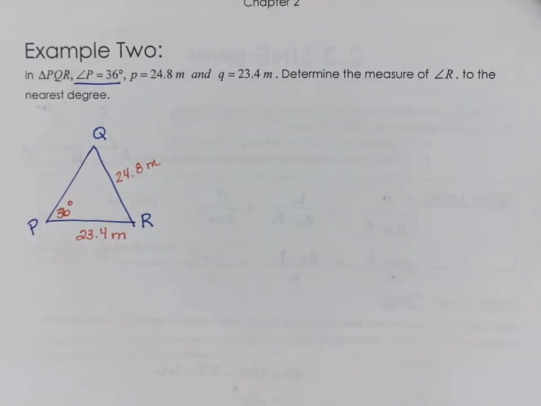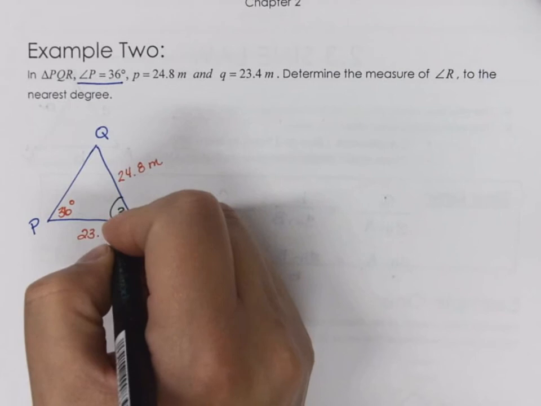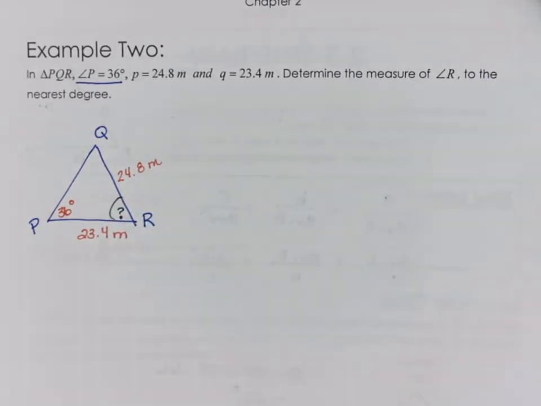P is going to be a bigger angle. So when you go ahead and solve for angle Q, you should know that you're going to get something less than 36 degrees. It's just a way to help you know if your answer is reasonable or not, okay? But this question doesn't ask for angle Q. It asks for angle R. So it's asking me to solve for angle R.